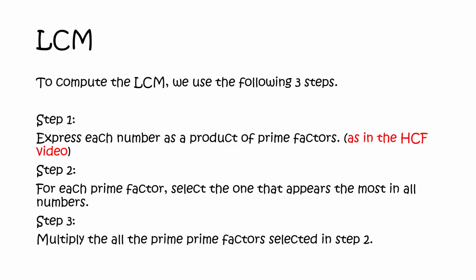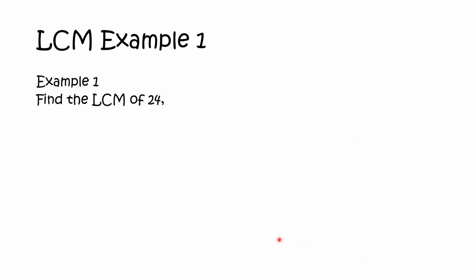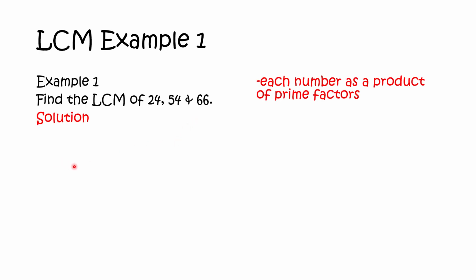Now let's look at example 1. Find the LCM of 24, 54, and 66. The solution. Remember, we have to express each number as a product of its prime factors. So for 24, we divide by 2 to get 12, by 2, 6, by 2, 3, by 3 this time around, because that is the next smallest prime factor. We get 1.